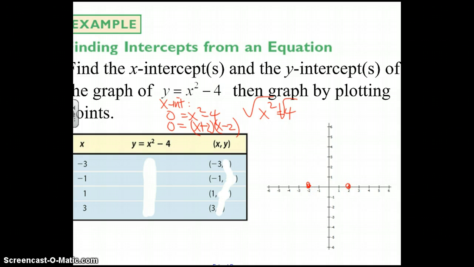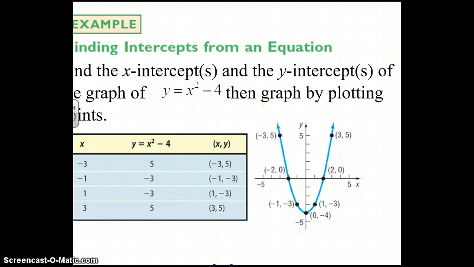The y-intercept is found by letting x be 0, so this is a little bit easier. 0 squared minus 4 will be -4. So I can kind of quickly see, since I know the general form of an x squared function, I know it's a parabola, and I've got x-intercepts, and that's a quick sketch of the function. This is what it should look like.